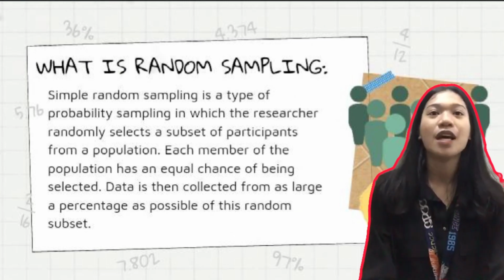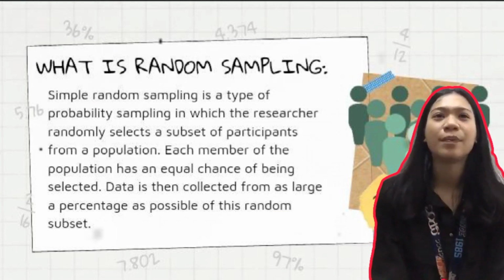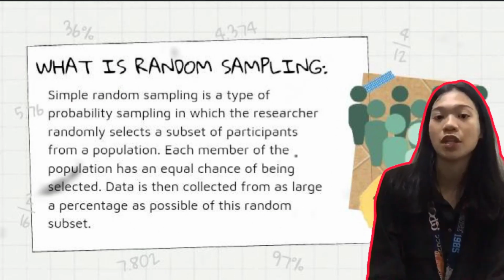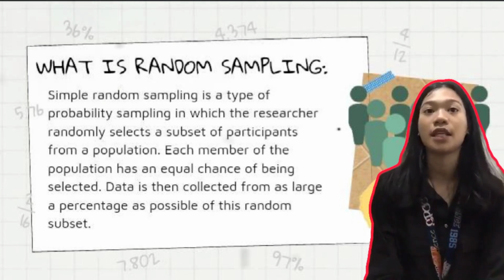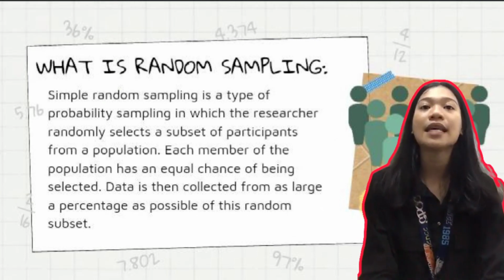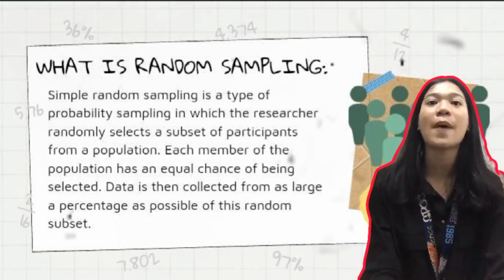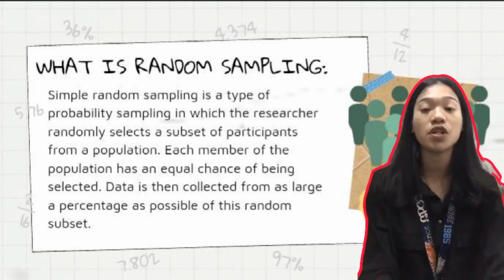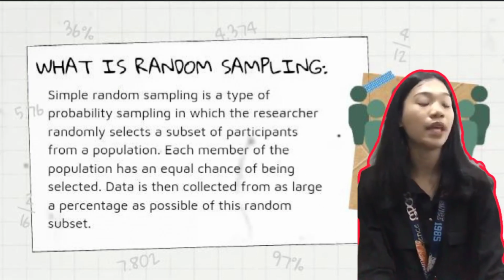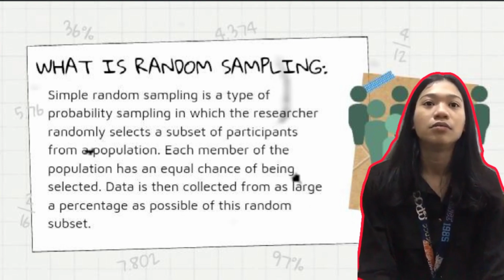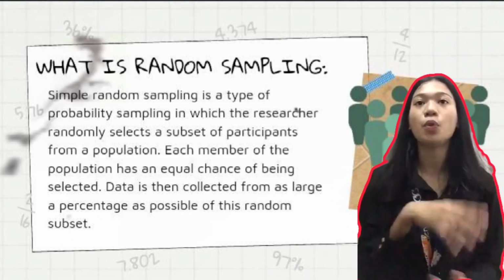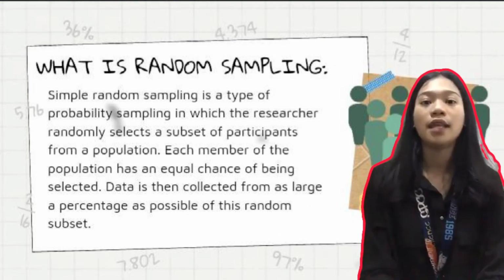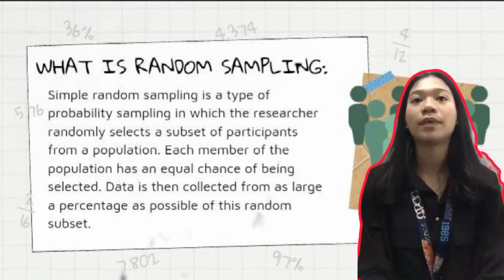Simple random sampling is a type of probability sampling in which the researcher randomly selects a subset of participants from a population. Each member of the population has an equal chance of being selected. Data is then collected from as large a percentage as possible of this random subset. That means ginagamit siya mostly ng mga researcher to select a random data and possible random subset. And yung word na sampling, isa siyang sample from a population. And usually, this is a random sampling.